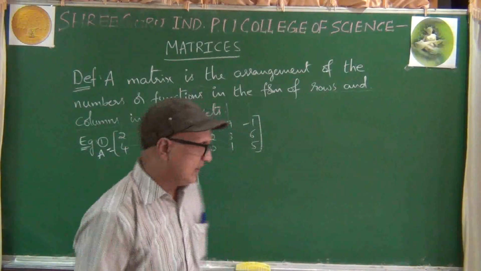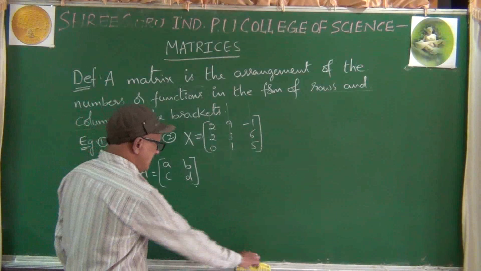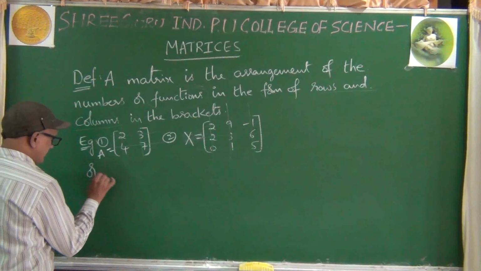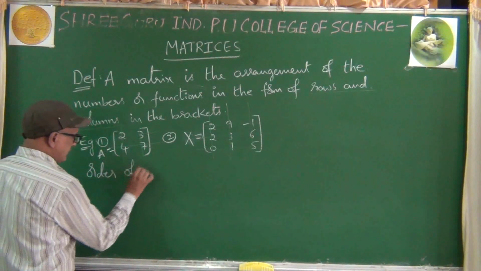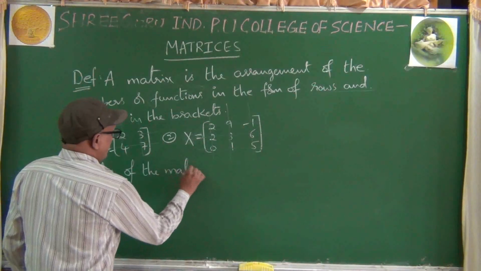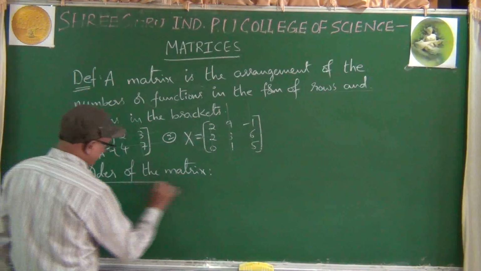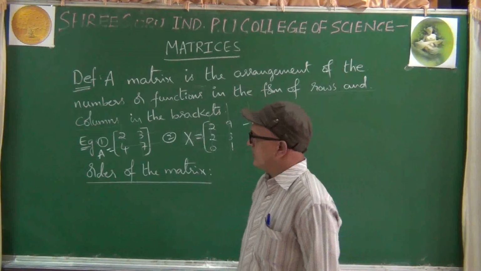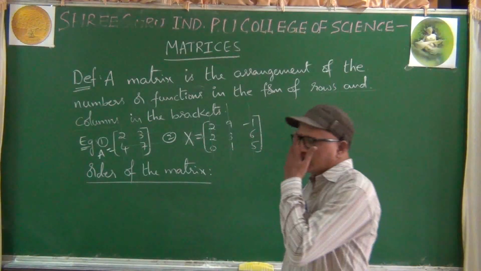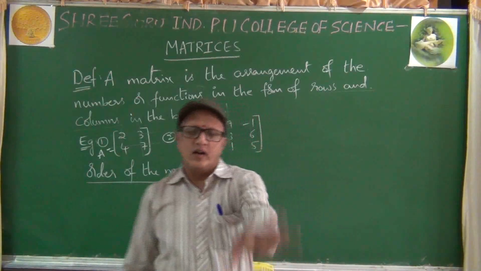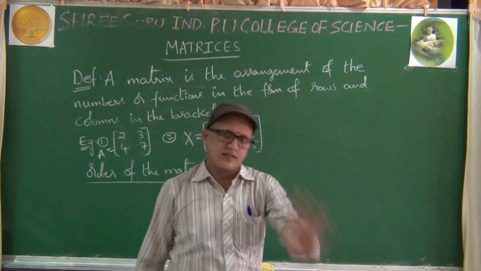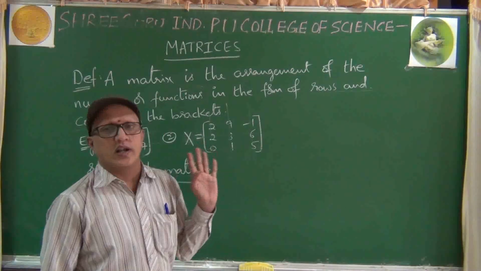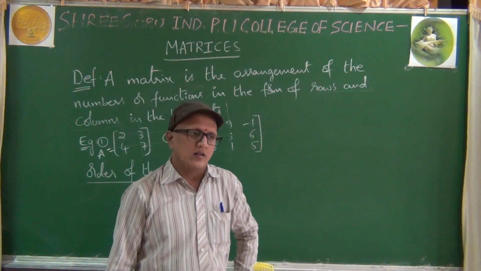Now let us see the order of the matrix. What is this order of the matrix? Order is nothing but we have to write how many rows are there and how many columns are there in the matrix. Totally, how many rows and how many columns are there in the matrix, that we have to write. That is called order. How to write that one?